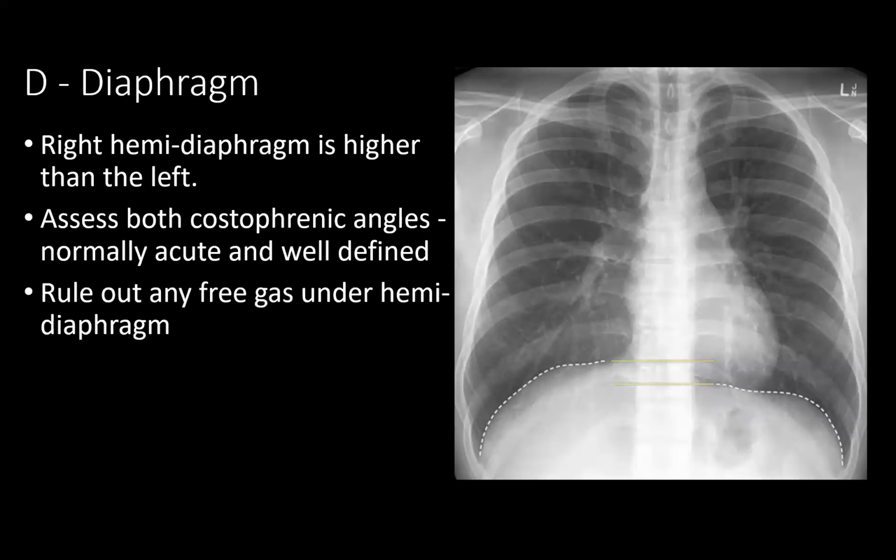The diaphragm should be well demarcated on both sides. The right is always higher than the left. And you will look for the costophrenic angles and to rule out any air under the diaphragm, follow the silhouette of the diaphragm and you will see if there are lucent areas under this dashed white line.